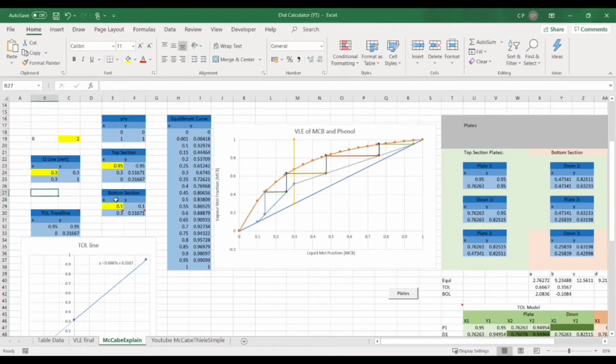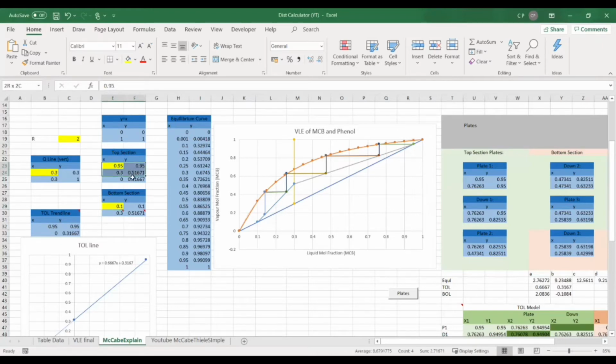You also need to know your top separation and your bottom separation. All this number is saying is that the liquid mole fraction of my A component coming out the top of my column is going to be 0.95, so it's 95%. So my top product is going to be 95% monochlorobenzene and 5% phenol. And then vice versa for the bottom: it's going to be 0.1, so 10% monochlorobenzene and 90% phenol at the bottom. That's all these numbers are telling me.